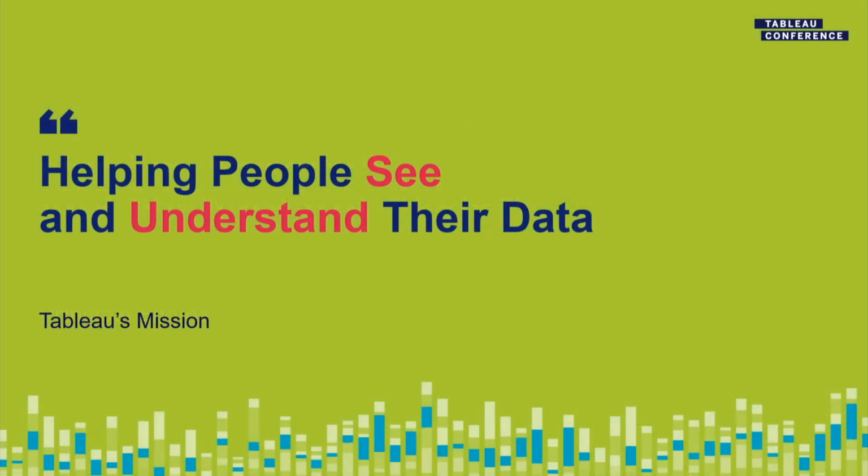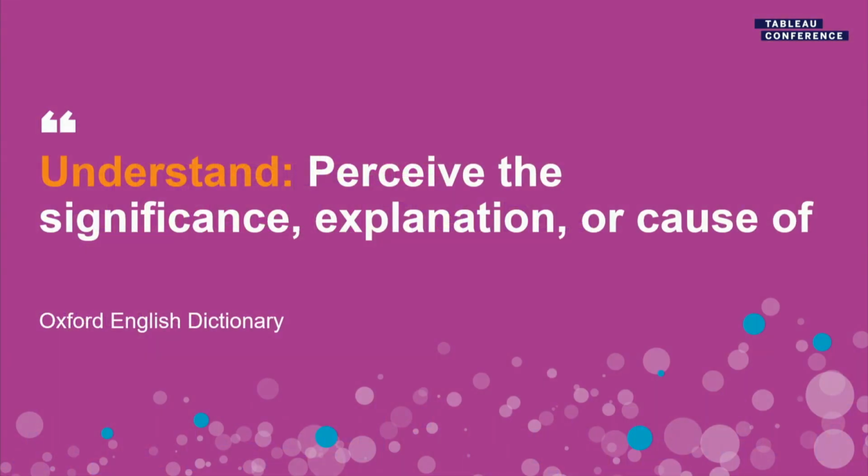So at Tableau, our passion, as you know, is helping people see and understand data. Now the see part of this is pretty obvious, right? We're a visual tool. We build graphical visualizations of your data to help you see things. But what do we mean by understand? If you look it up in the Oxford English Dictionary, this is one of the definitions. And I think the key here is really this idea of the significance or cause, right? And how do we find causes of things? How do we find explanations? Well, we ask questions and we look for answers. And so when we talk about understanding, we're really talking about that process of question and answer.